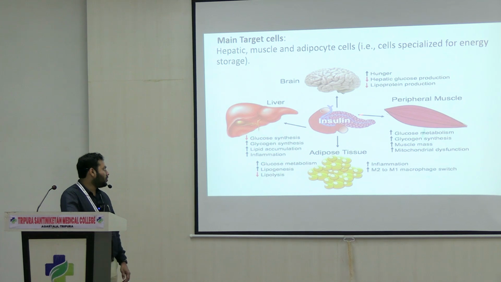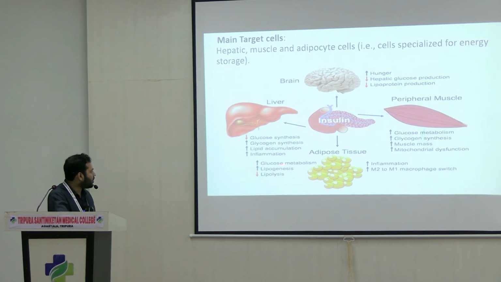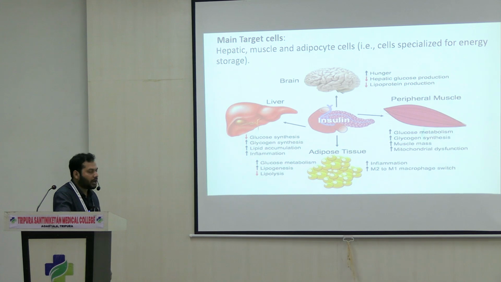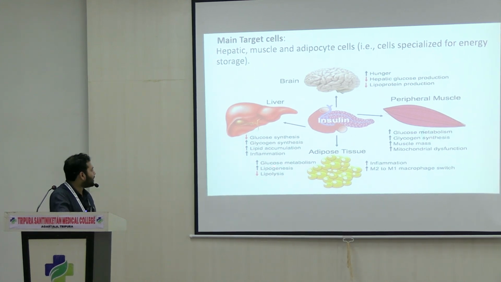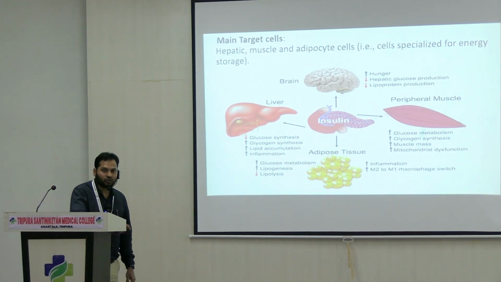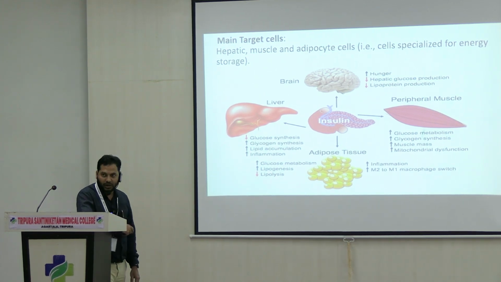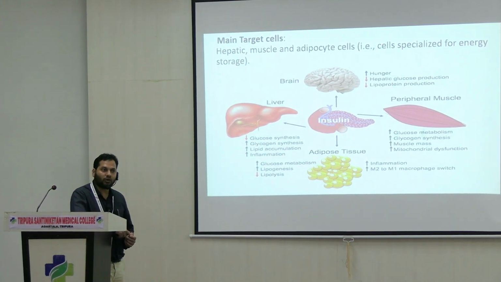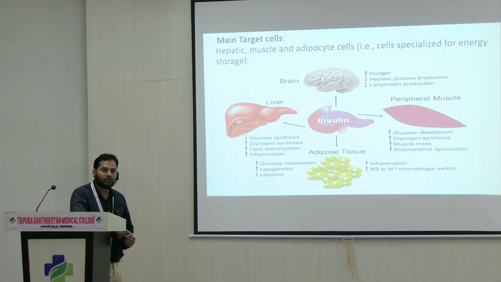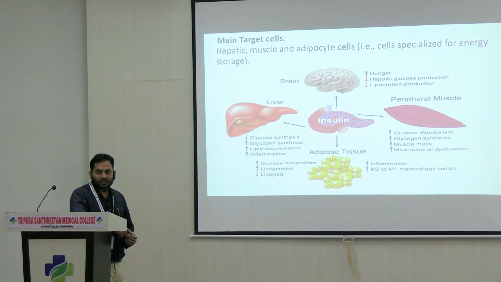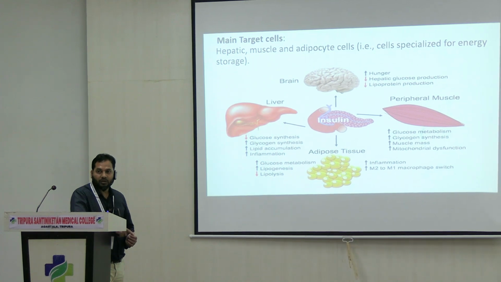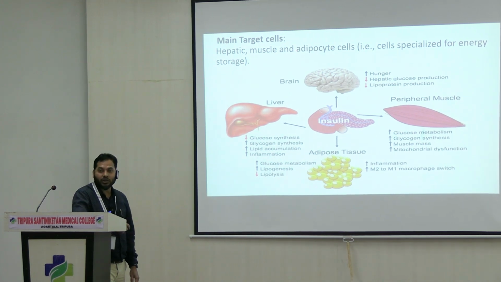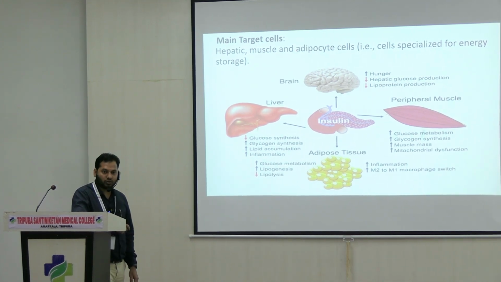Now, if you see the role of insulin in adipose tissue, here also it increases glucose metabolism, and the most important thing in adipose tissue facilitated by insulin is lipogenesis, right? And it reduces lipolysis. So these are the most important functions carried out by insulin in the target cells or target tissues. As I mentioned, the actions of insulin are not limited to this target tissue or target cell only, it also acts on some other cells too.